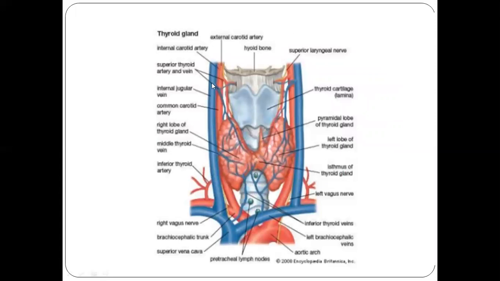So this is the superior thyroid artery. This is the superior thyroid vein. The superior thyroid vein opens into the internal jugular vein, and these are the posterolateral relations. This is the common carotid artery, and this is the internal jugular vein. So these are the posterolateral relations. Here the brachiocephalic trunk, here the common carotid artery, and the subclavian artery. So these are the posterolateral relations of the thyroid gland.